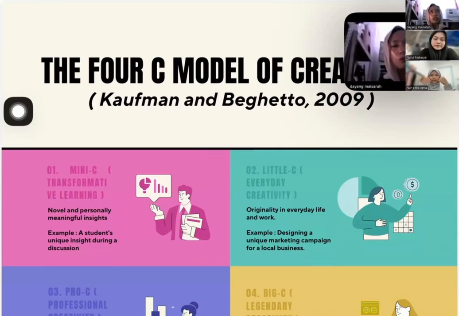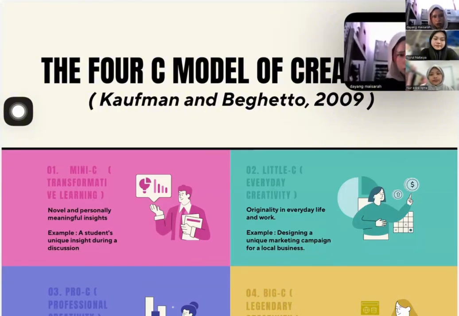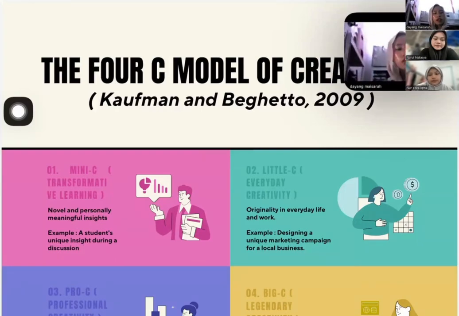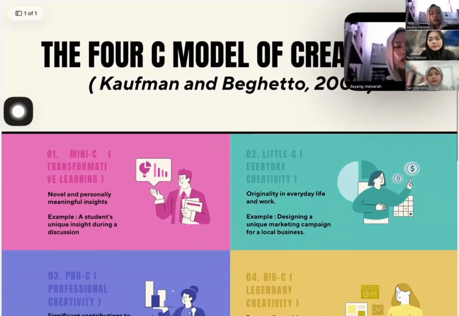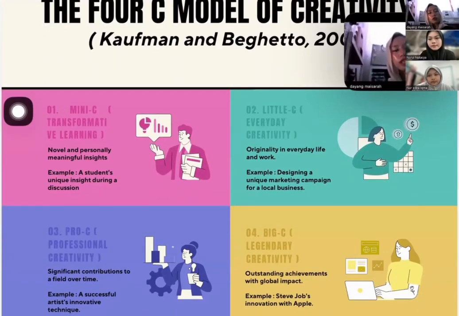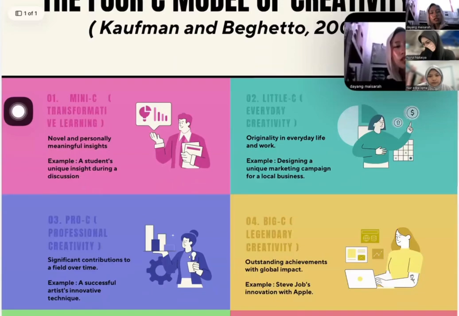So for my theory, I will do my poster, which is the 4C model of creativity by Kaufman and Beghetto, 2009. Firstly, I read about the theory that it has four C's. The first C is the mini C, which is transformative learning. It's about novel and personally meaningful insights. For example, a student's unique insight during a discussion. The second C is the little c, which is everyday creativity. So it is originality in everyday life and work. For example, designing a unique marketing campaign for a local business.